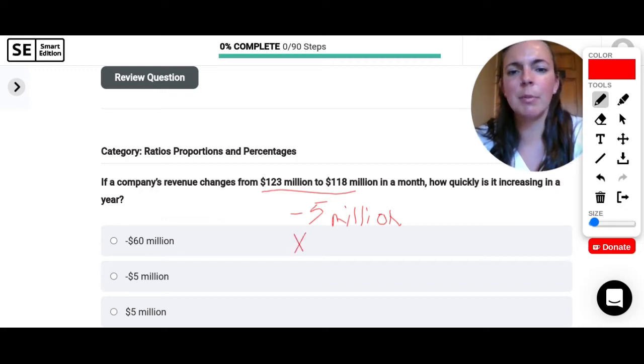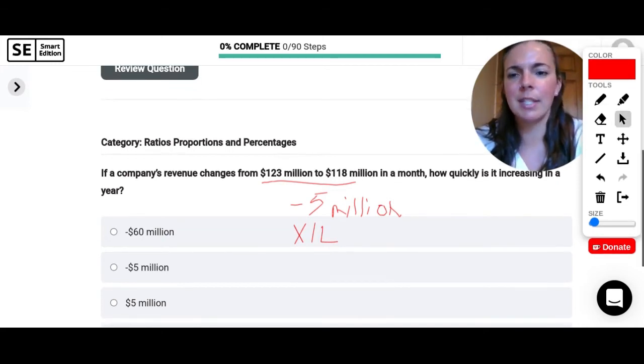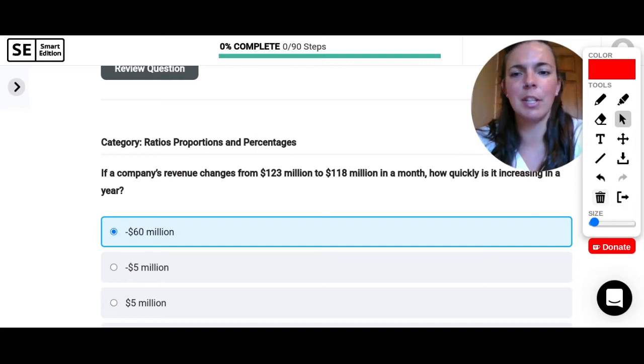So if this is per month, we just have to multiply this by 12, because there's 12 months in a year. So negative 5 times 12 should give me negative 60 million over the course of the year.